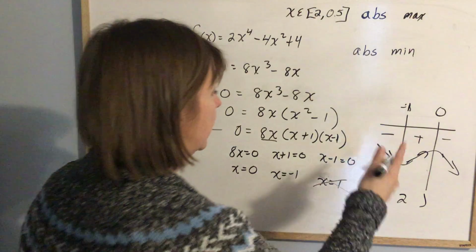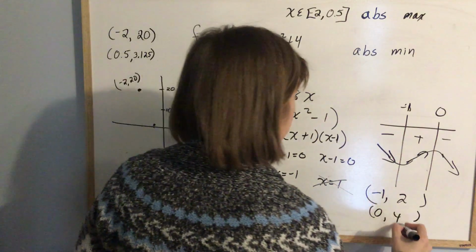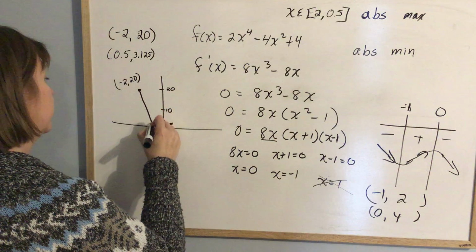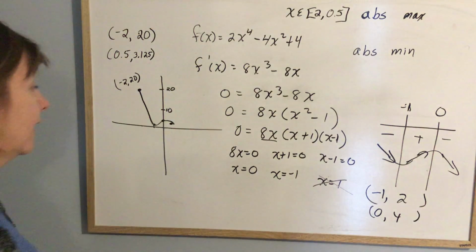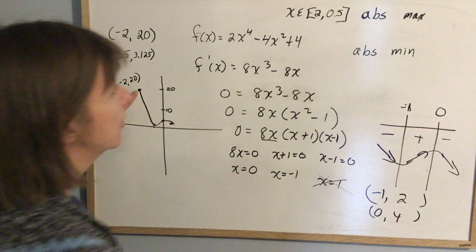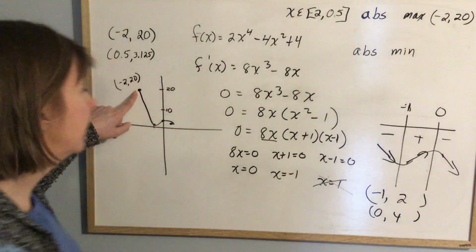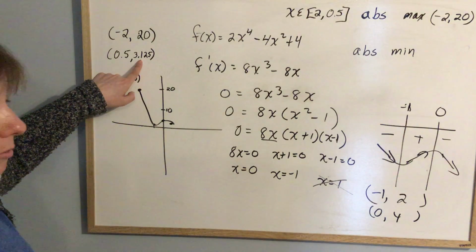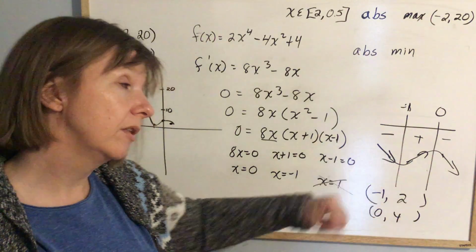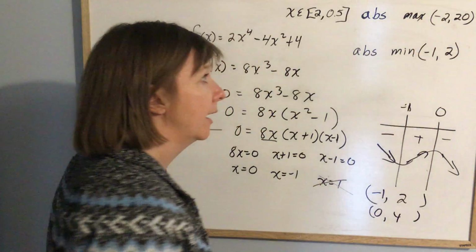And then at 0, it would end up being at 4. So this graph basically does that little thing there. So my absolute maximum is up here at -2 and 20. That's the absolute highest that it goes. Now the absolute lowest that it goes is not 3.125 because there's a lower number here, 2. 2 is lower than 3.125. So the absolute minimum is -1 and 2.